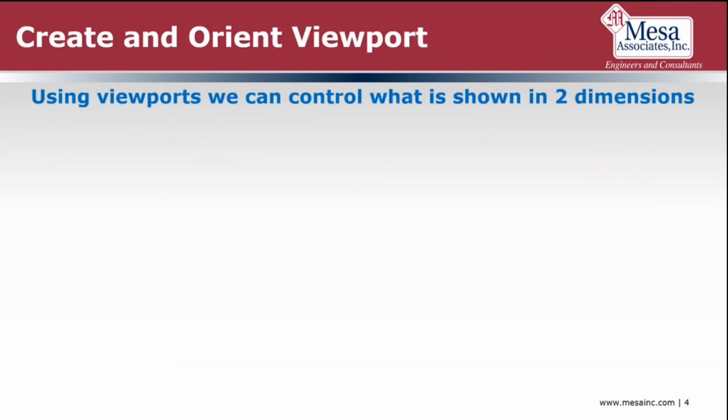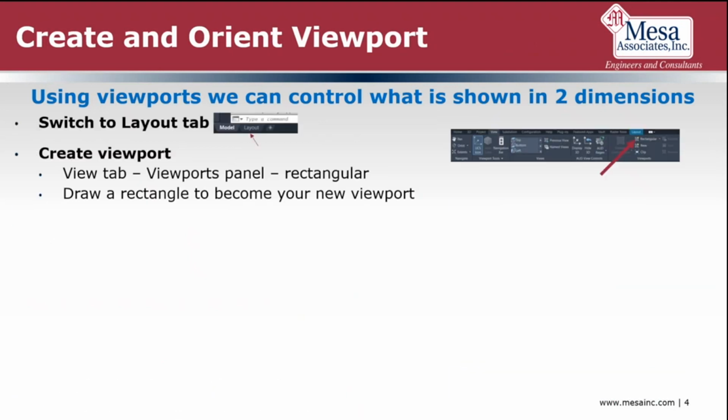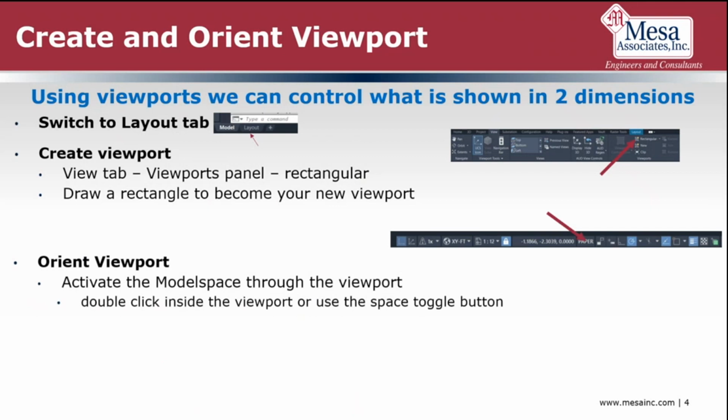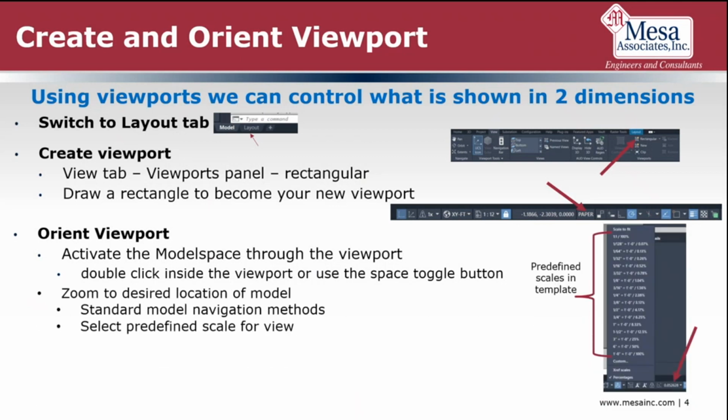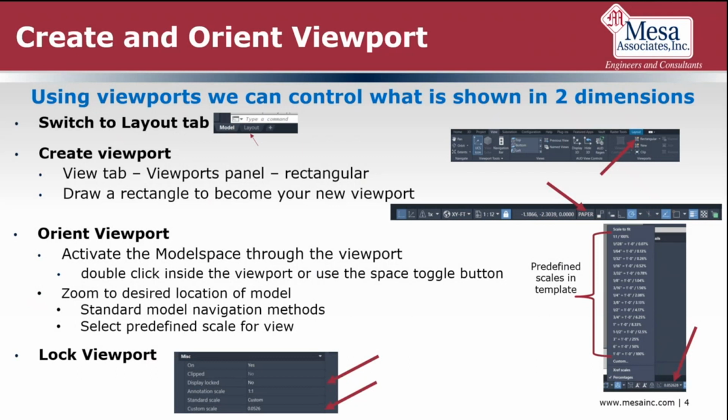And then you go to your paper space, your layout tabs, make a new viewport, and then you orient your viewport. You activate your model space to the viewport, and then you navigate and orient same as you would when you're in model space, just orbiting around, panning, zooming. And you can even pick predefined scales. And then you always want to make sure you lock your viewports.